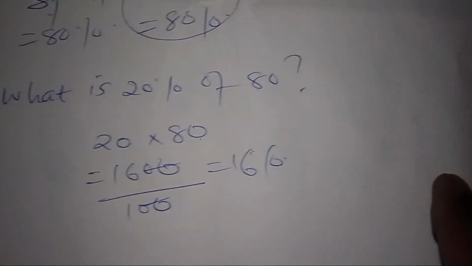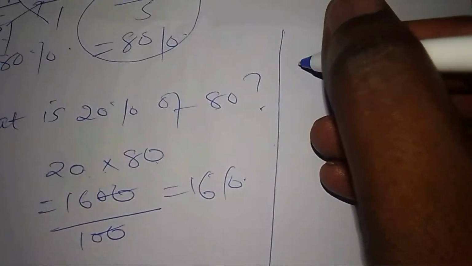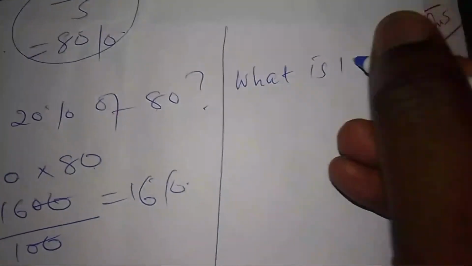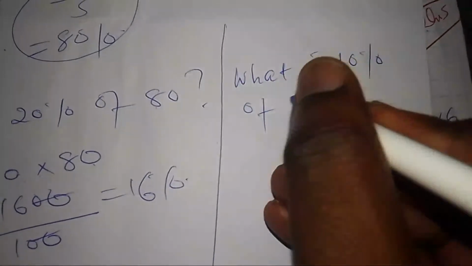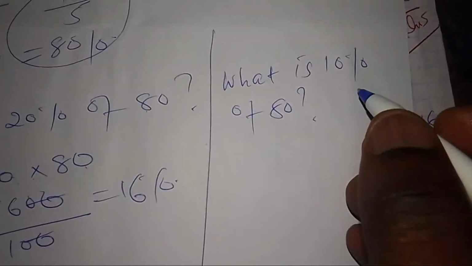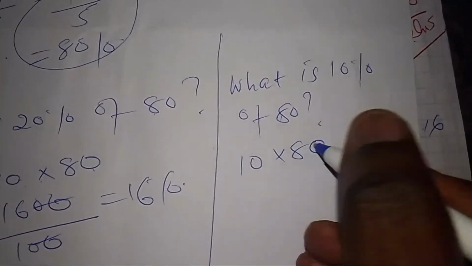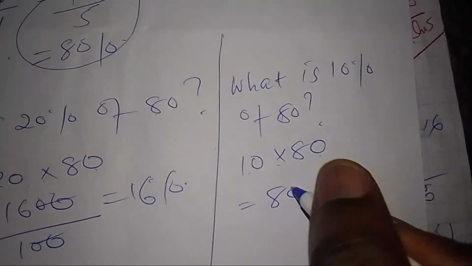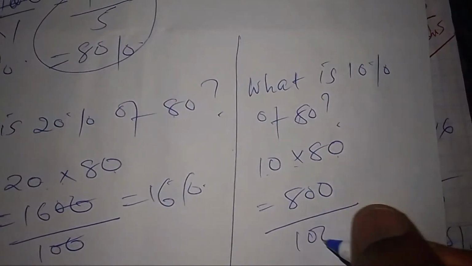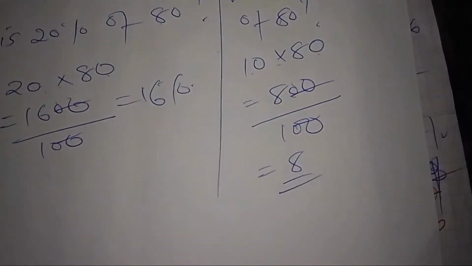The other one says like this: what is 10% of 80? Once you have this figure, just take this 10 and multiply by 80. So 10 multiplied by 80 is 800. Once you have the 800, you just divide by 100. So the answer now becomes 8.